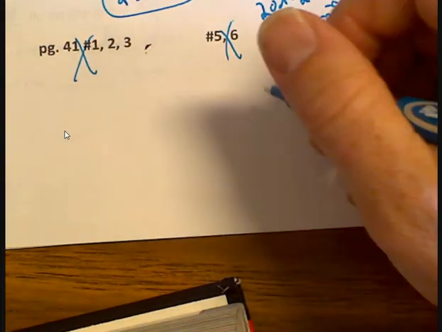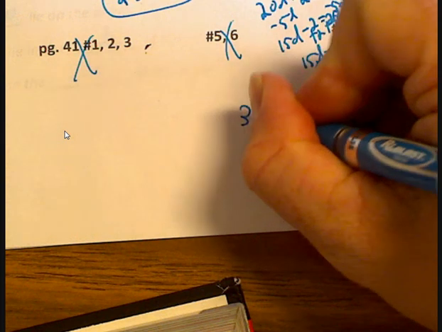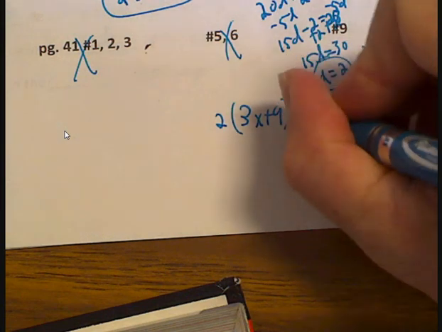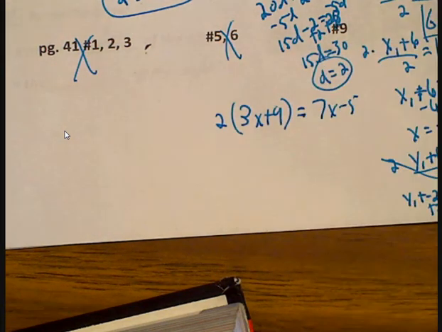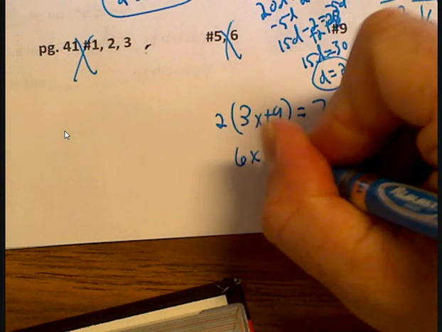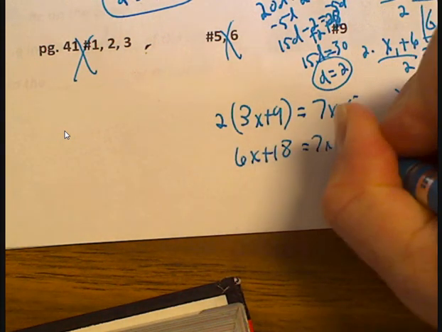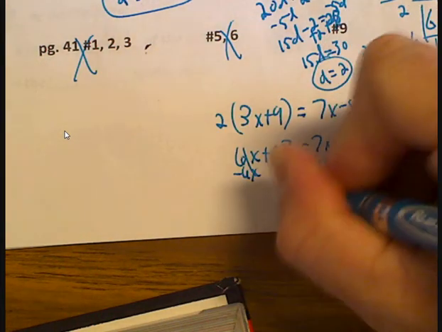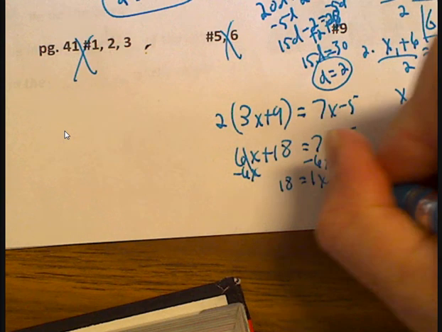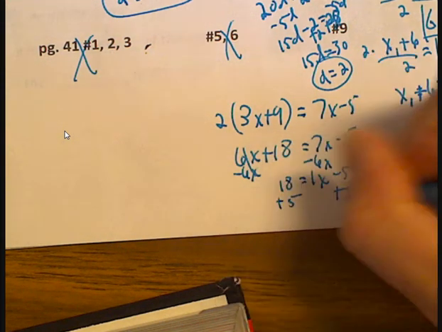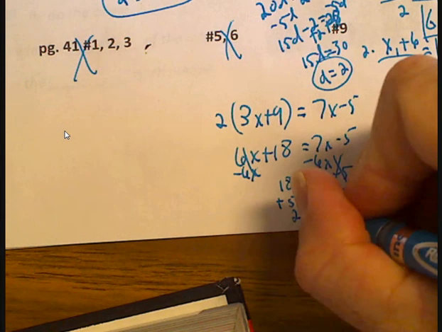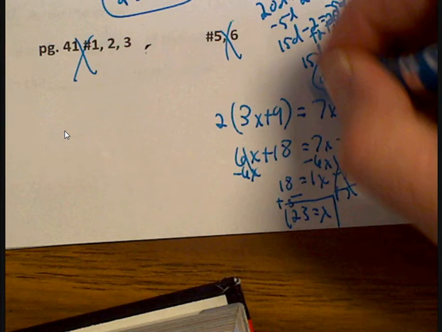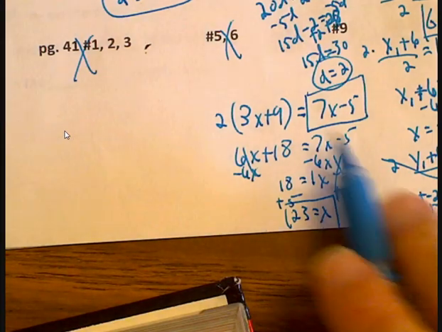So my work would look like this. 3x plus 9, and I have 2 of those, has to equal 7x minus 5. So that would be 6x plus 18 equals 7x minus 5. Subtract 6x. So 18 equals 1x minus 5. Add 5. That gives me 23 equals x. But I need to find the large angle, which is equal to this.